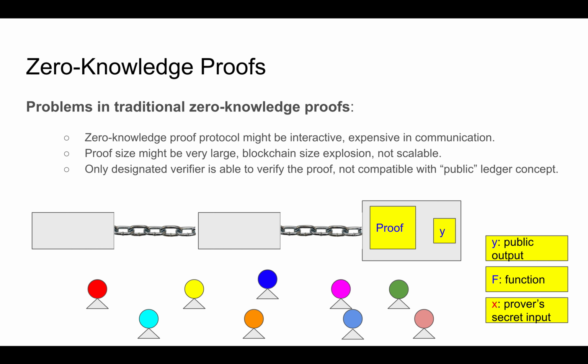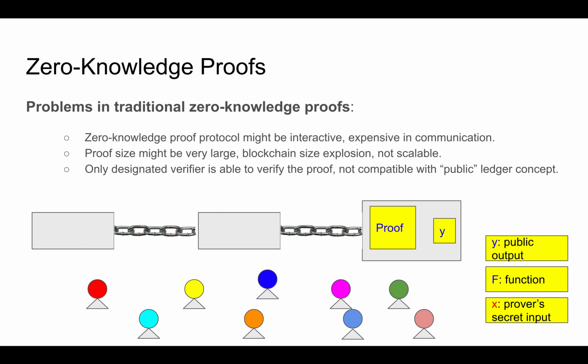The second problem is that the proof size is too large. Since the blockchain is growing and more blocks are appended, and more participants are joining and leaving the system to do the consensus, if the proof size is too large, it will lead to blockchain size explosion and clients may not be able to download and store it, which makes the system not scalable.